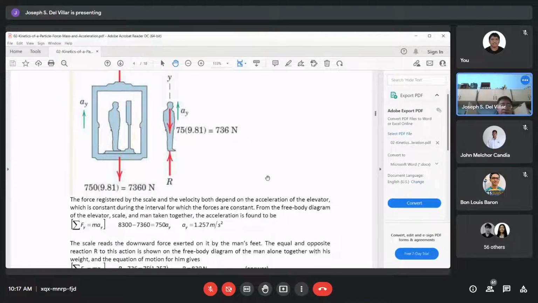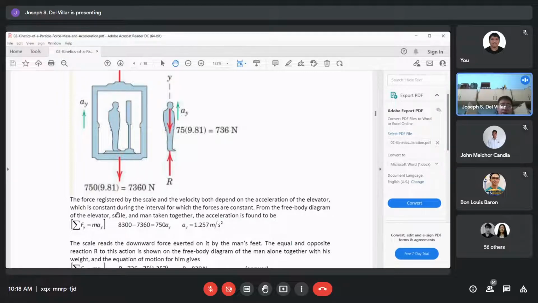Okay, so yung 750, that is the total mass, no? Nung elevator, nung man, tsaka nung scale. Okay, so if we convert that to force of weight, we multiply that by 9.81. Okay, so that is equivalent to 7.36 kilonewtons.